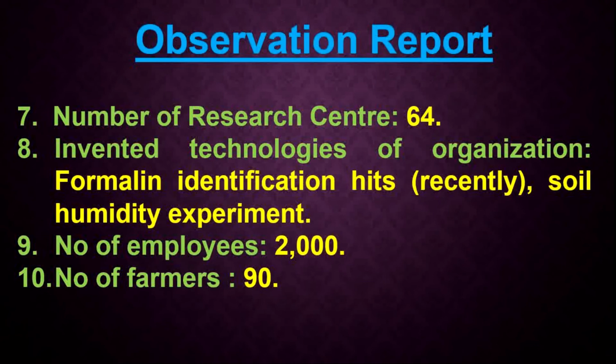Number 8, invented technologies of the organization: formalin identification kits recently, soil humidity experiment. Number 9, number of employees: 2000. Number 10, number of farmers: 90. These are the points of the observation report.